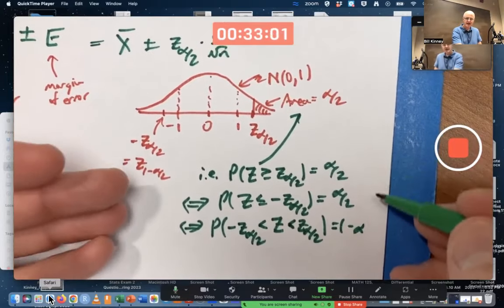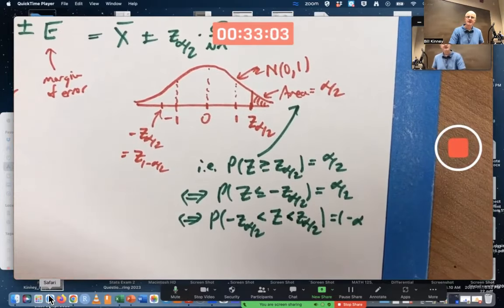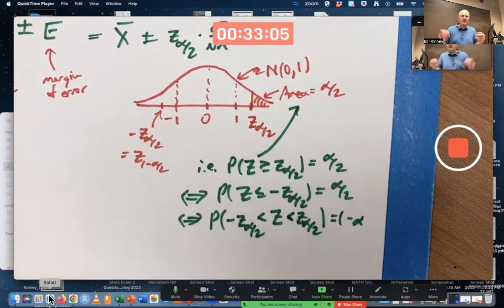This picture and these kinds of probabilities, you should work at these being in your head and very natural, without having to think about it very much. And again, the most typical value for alpha to use is 0.05.